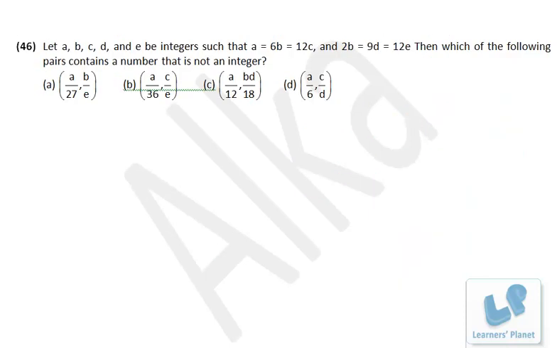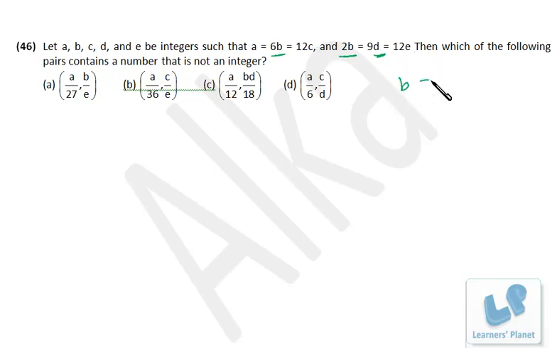Now let's take this question. Here A is equal to 6B, B is equal to 12C, and which of the following pairs contain a number that's not an integer? Now friends, we can see B is there in both the relationships. Now we can assume the value of B such that 2B becomes a multiple of 9 as well as 12, right? So we'll be getting the integral values of D, E and C, right?